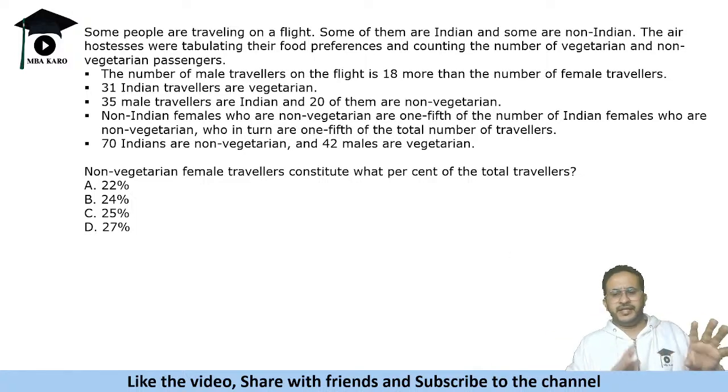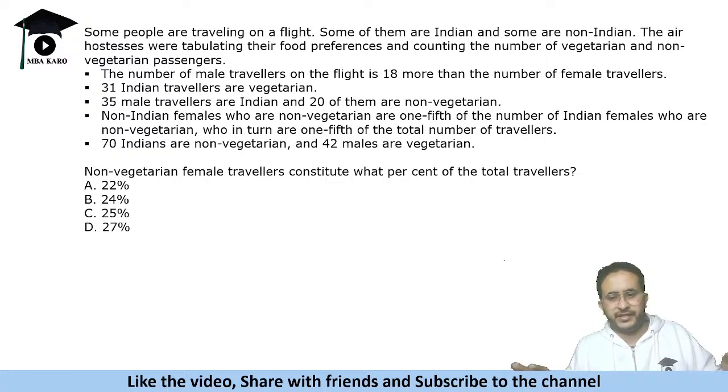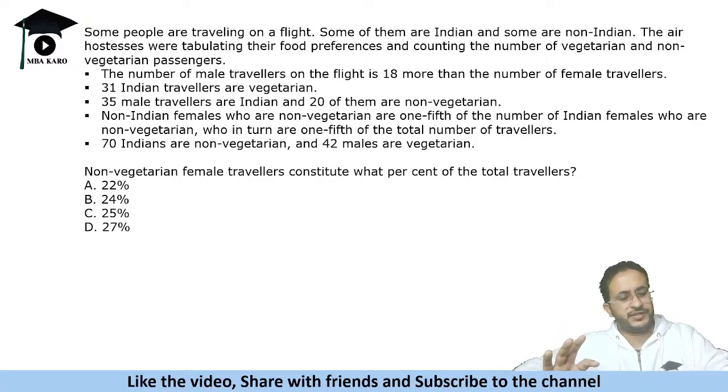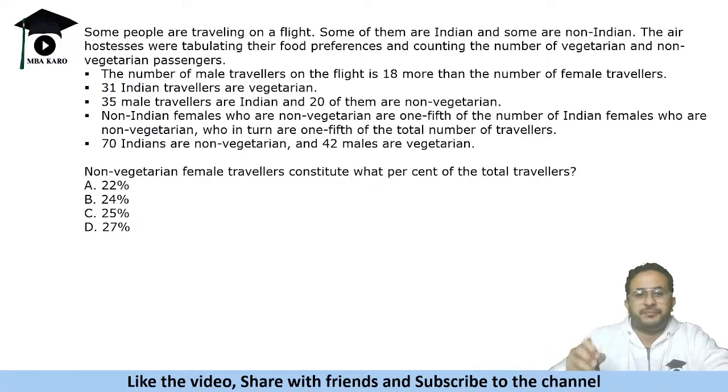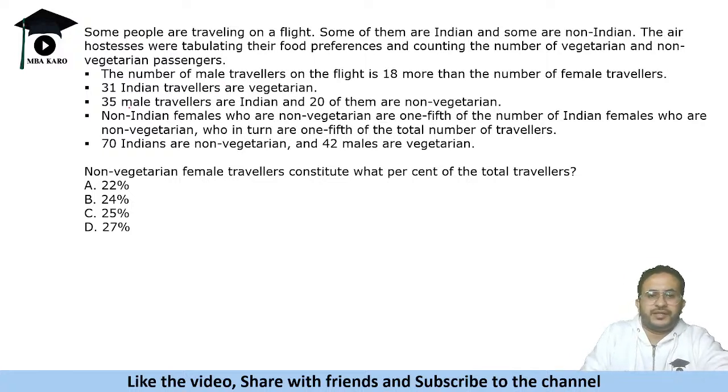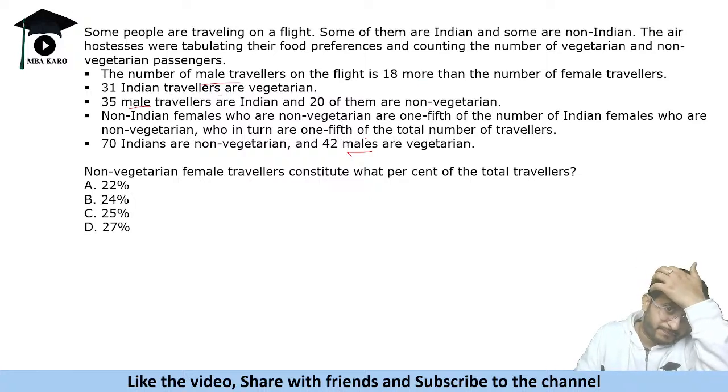Either you make it gender wise separate, you can make gender wise tables, or you can make Indian and non-Indian wise, or you can make food wise, like one table for vegetarian and one table for non-vegetarian. So you'll have to make two tables. I've given you a hint. Preferably you can make male and female tables because male travelers are 18 more, so probably you can make this.